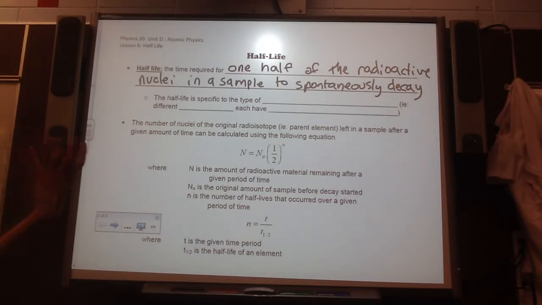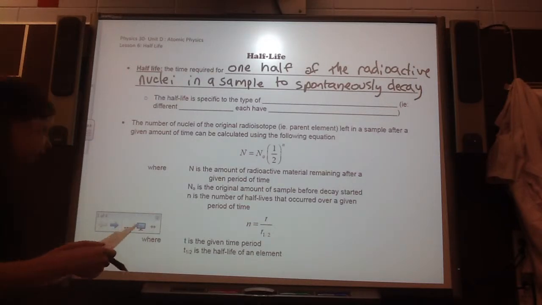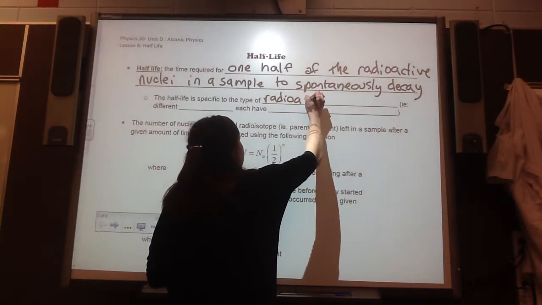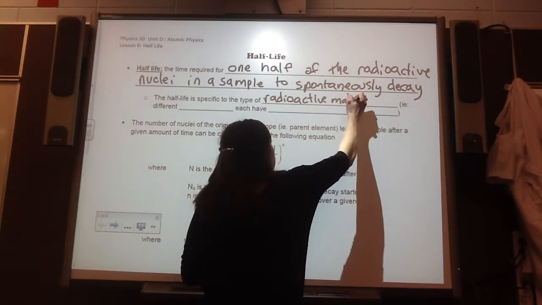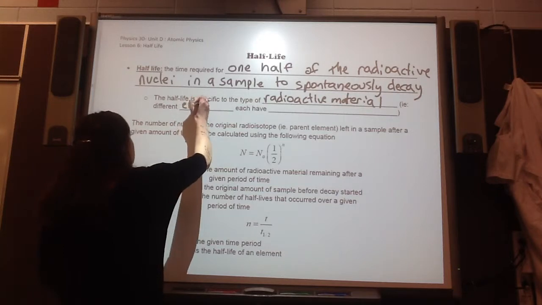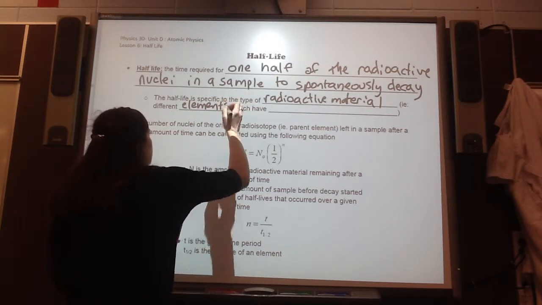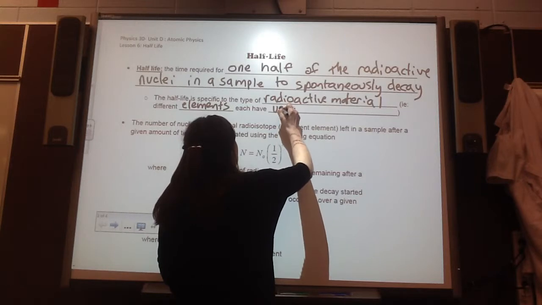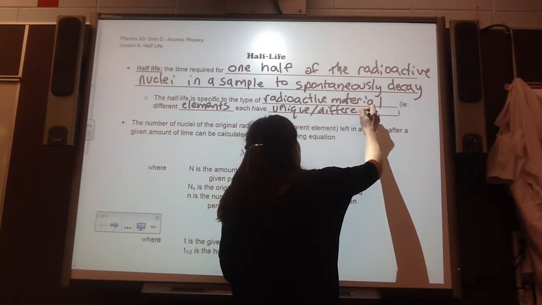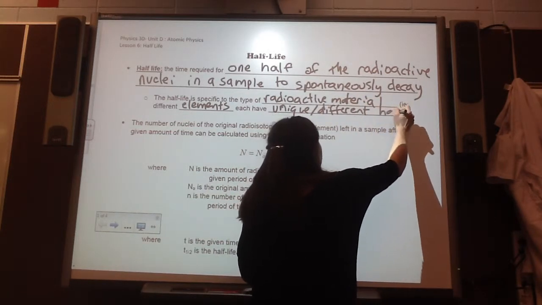The original parent has decayed into daughter elements and other particles like alphas and betas. The half-life is specific to the type of radioactive material, i.e. different elements each have a unique, different half-life.